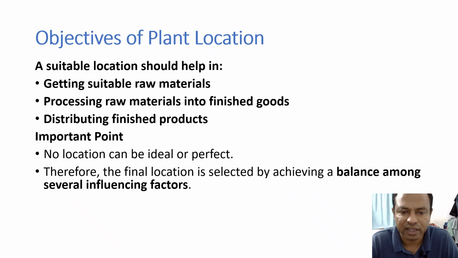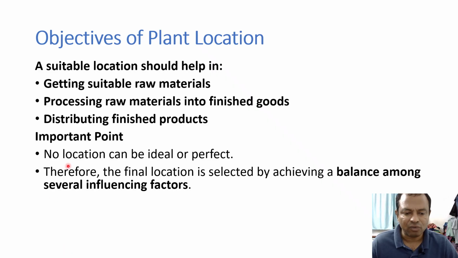So why is it important? What are the objectives? If we select a good plant location, that will help us in getting suitable raw materials, processing raw materials into finished goods and distributing finished products. So a suitable plant location will ensure that at least these three things are happening.